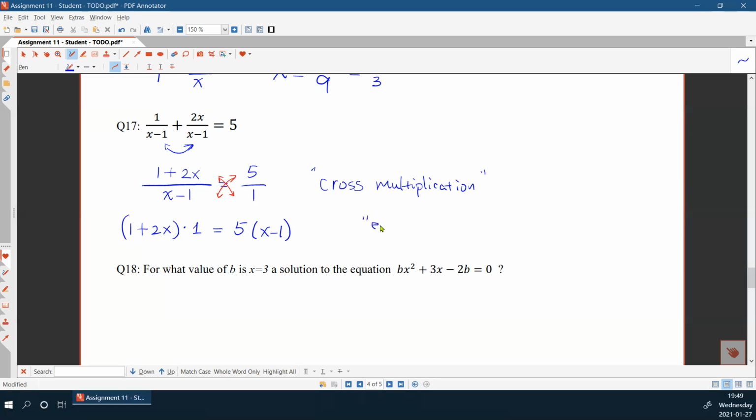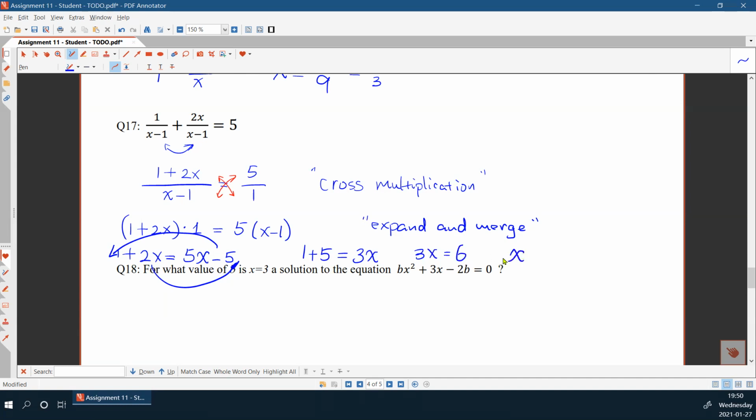And then expand and merge, which gives us 1 plus 2x equals 5x minus 5, right? And then we can put 2x to the right-hand side of the equation and minus 5 to the left-hand side of the equation, which gives us 1 plus 5 equals 3x. That means 3x is 6. Which means x is 2, right? Any questions?